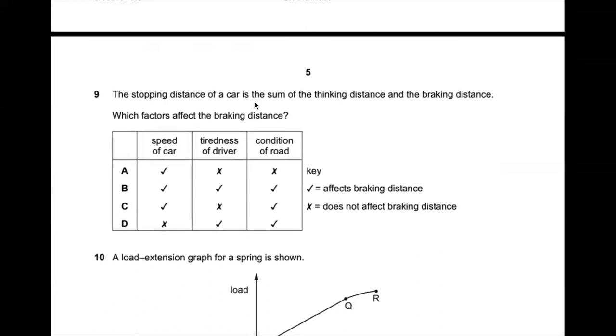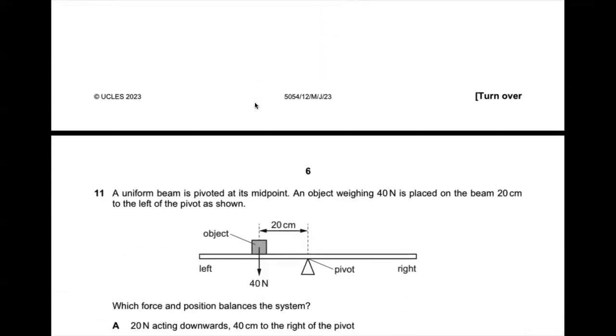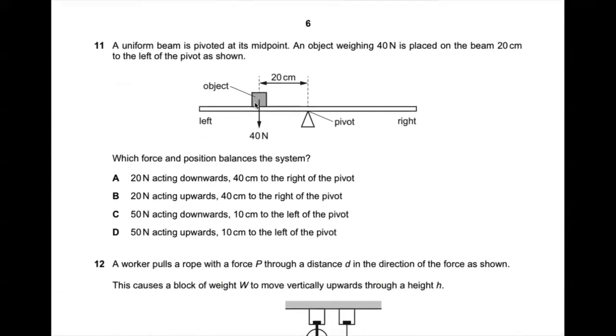All right, question number 9, also somewhat easy. The stopping distance of a car is the sum of thinking and braking distances. Which factors affect the braking distance? Speed of the car is the only factor which affects both thinking and braking distances. Tiredness of the driver does not affect the braking distance. So it's either this or this. And condition of the road does affect the braking distance. So C. This is also easy. Question like this we have done in the past.